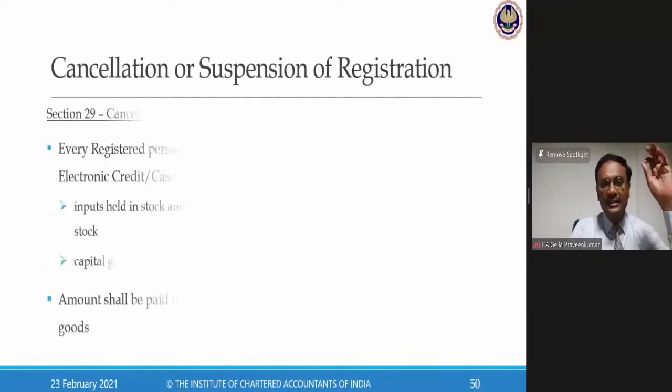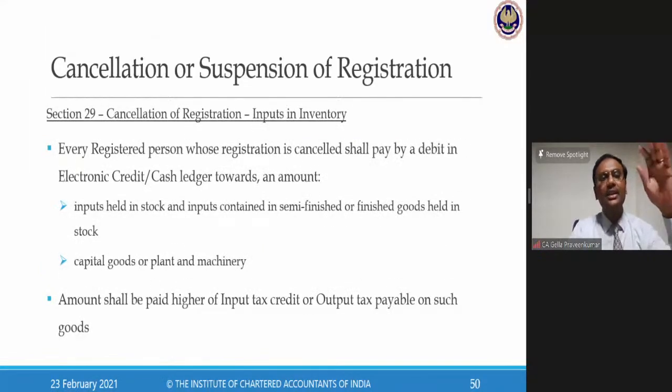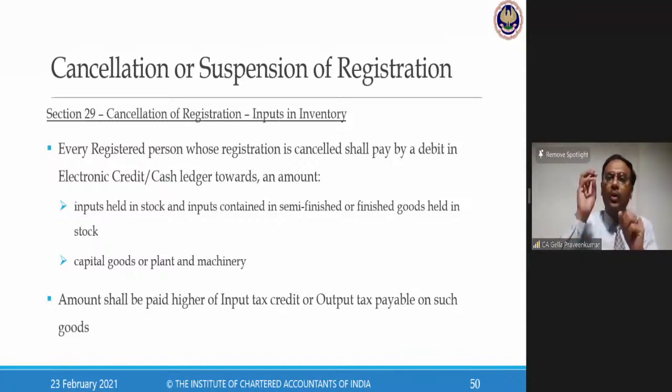Now, whenever there is this cancellation, the lawmaker says, look, on the date of cancellation, 1 day prior to the cancellation, important, 1 day prior to cancellation, whatever inputs are there in your inventory, inputs which are there in stock, inputs which are in semi-finished, inputs which are in finished goods, or capital goods and plant and machinery, all these goods, whatever input tax you have enjoyed, you reverse that input tax through electronic credit ledger and cash ledger. Examination, this is one question which could be tested for 4 marks as an adjustment.